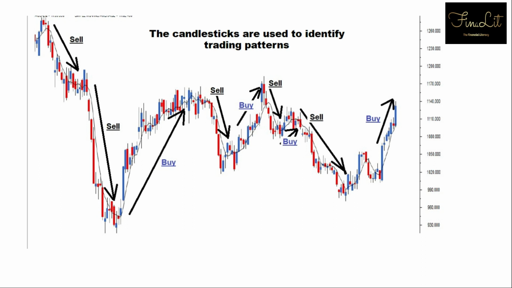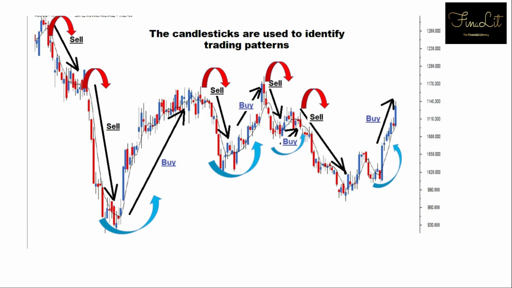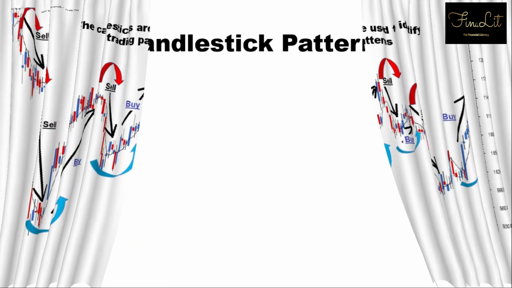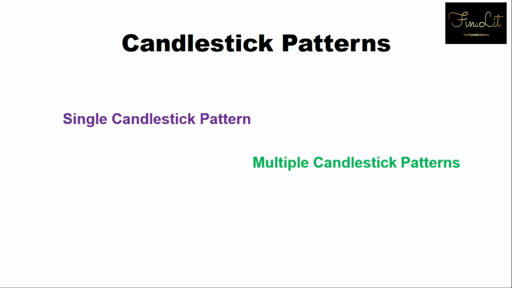The candlesticks are used to identify trading patterns. Patterns help the technical analyst to set up a trade. The patterns are formed by grouping two or more candles in a certain sequence. Sometimes, powerful trading signals can be identified by just a single candlestick pattern. Therefore, candlesticks can be classified into two: single candlestick pattern and multiple candlestick patterns.